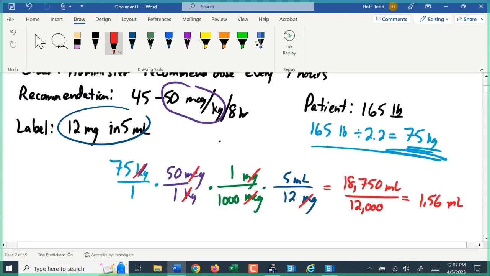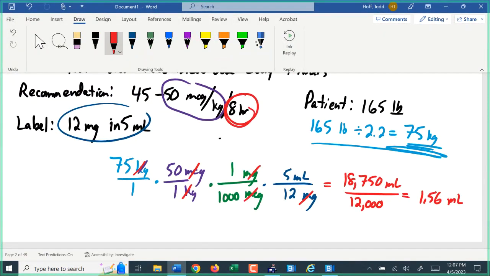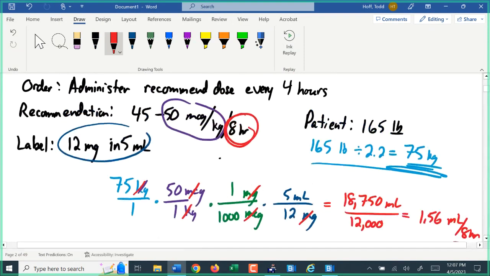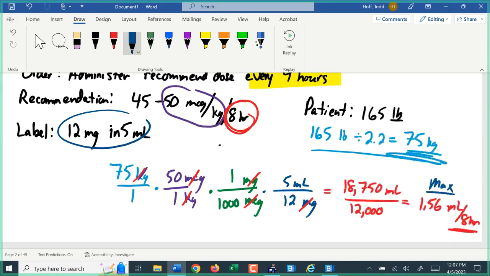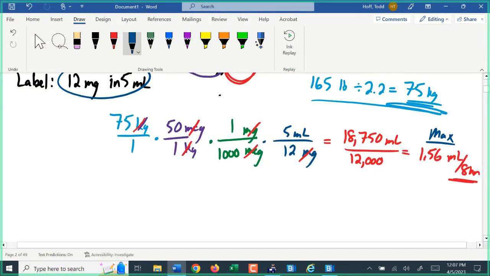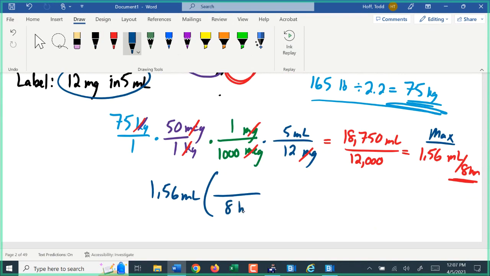Now we need the time frame. The recommendation was every 8 hours. Now the doctor's order was to administer the medication every 4 hours. So the first thing we have to do now is to adjust this. This is our maximum dose, but it is maximum for 8 hours. So we need to adjust it to be 4 hours. So 1.56 milliliters, that's per 8 hours. We want to change it to 4 hours.